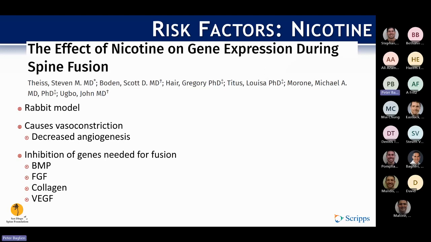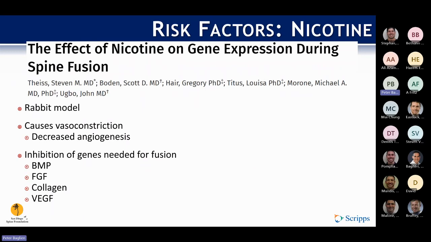So why does this happen with nicotine? I briefly wanted to throw this in to talk about the role that nicotine has. I think a lot of times we look at the vasoconstriction and decreased angiogenesis as a result of nicotine use, but it's clear that it also impacts a lot of the genes. This was a rabbit model, published in 2000, that looked at not only the vasoconstriction and angiogenesis aspect, but also osteoclast activity and a bunch of the genes needed for fusion.